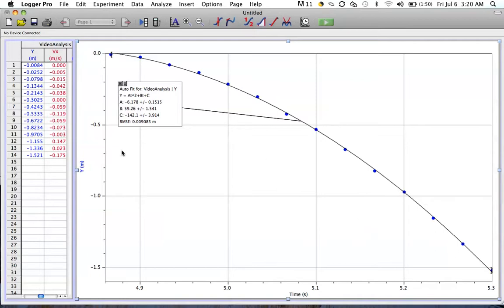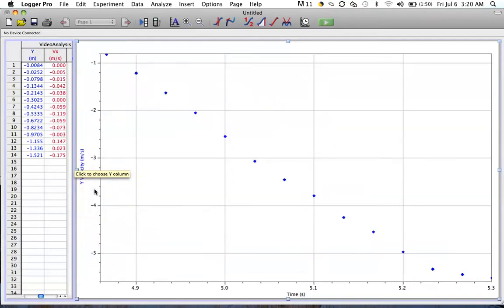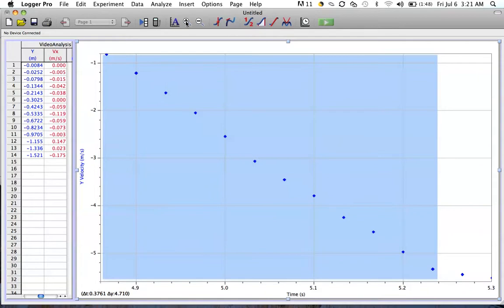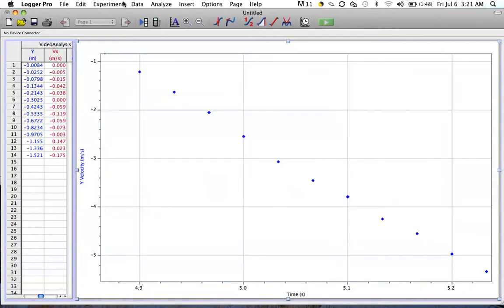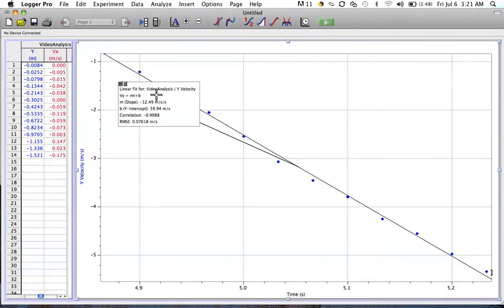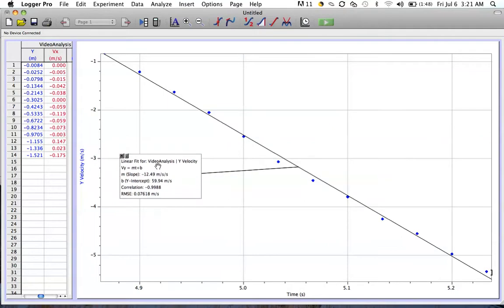Now, to look at the velocity and how it's changing, we'll choose y velocity, and you can see that except for probably these last two data points down here, we are getting motion pretty much in a straight line. Let's just select all of those data points and zoom in on them, and then do our line of best fit, and you can see that that's pretty good.